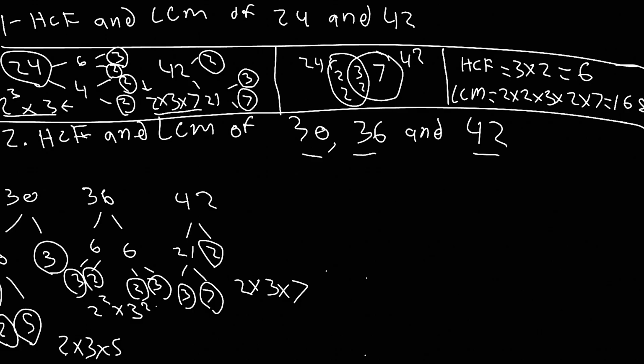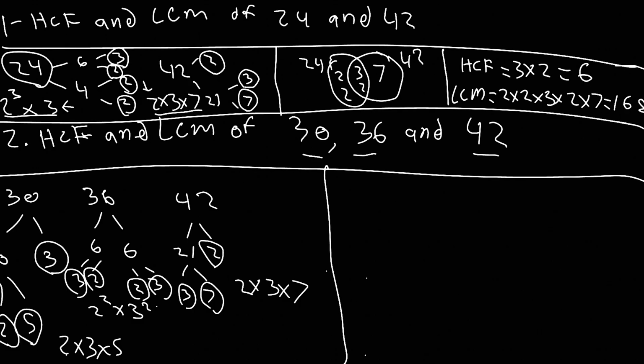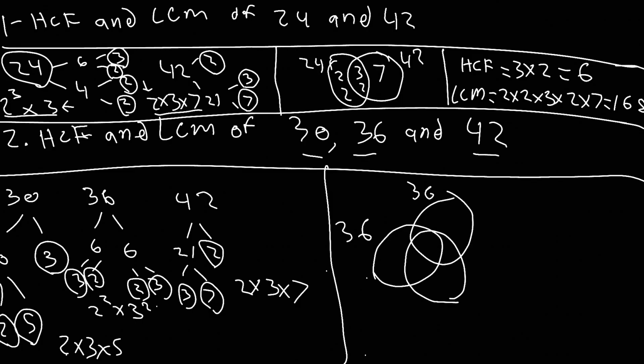And now I have to make kind of a triple Venn diagram for step 2. So I have a circle for 30 over here, then I have a circle for 36 over here, and I have a circle for 42 over here. Now, I'm not really sure where exactly is the middle. I think it's just around here. It doesn't really matter where the placement is, as long as you know that they are common.